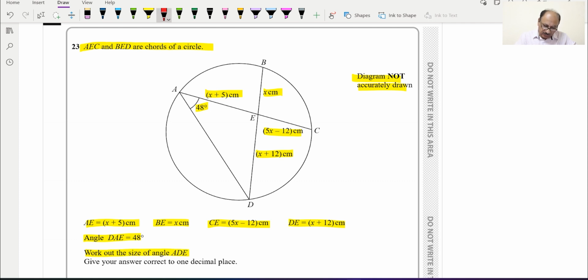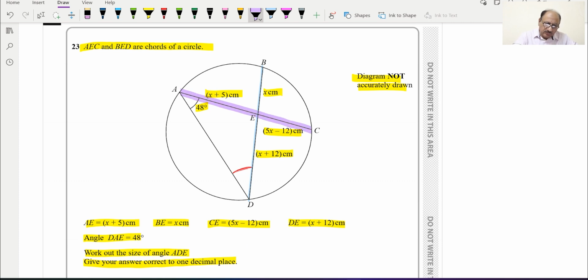Which angle do we require? ADE is this angle, which we need to find. Then further they are saying give your answer correct to 1 decimal place. In this one we can understand that two chords are intersecting. Which two? One chord is BD, and the other chord is AC, this one.